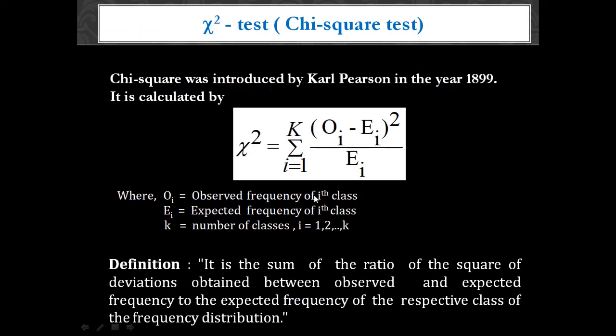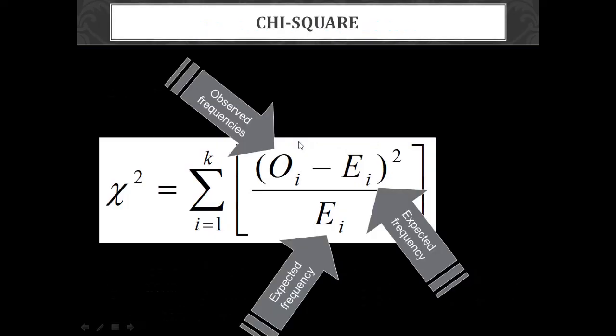So this chi-square test was given by Karl Pearson in the year 1899, and you can see this formula: it is the sum of the square of the deviation between observed and expected frequency, divided by the expected frequency. The deviation is to be squared, and then this is to be divided by the expected frequency. Then that sum is to be taken. Now K is the number of classes. So here you can see these are the observed frequencies, and these are the expected frequencies.